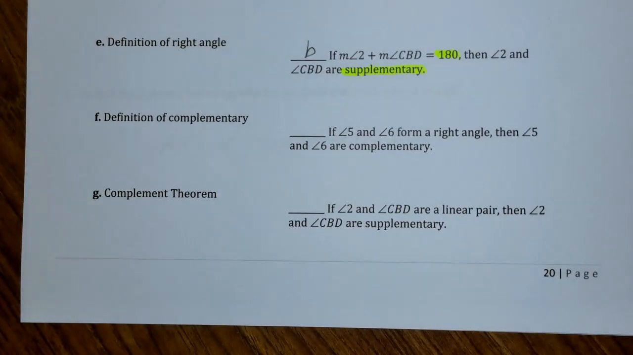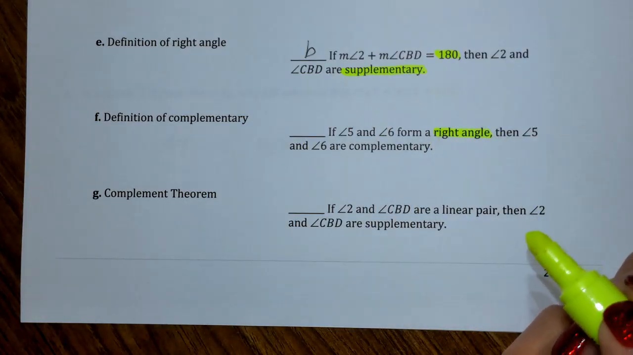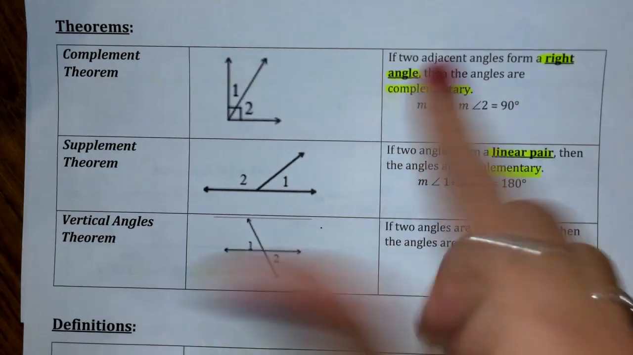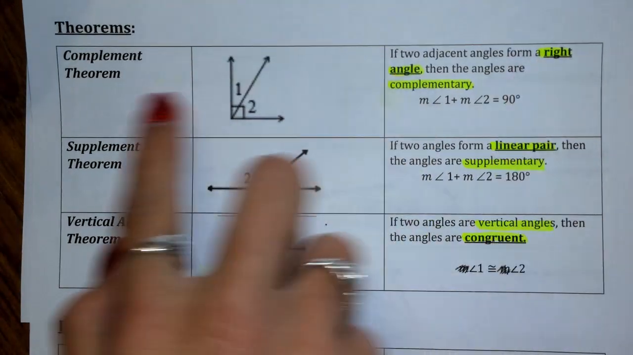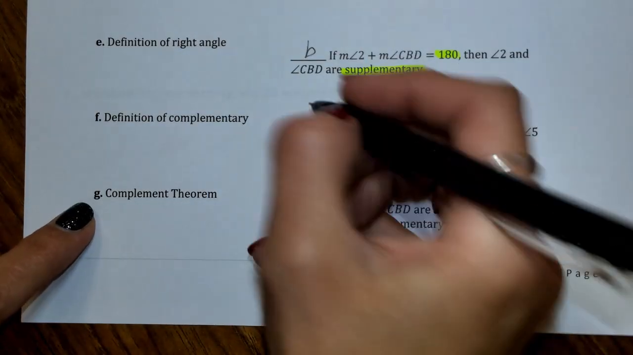Last two. We have two angles that form a right angle. So the two angles are complementary. So again, we have our two complementaries. Well, one, we just covered the definition, right? Complementary right angle theorem. And that one is letter G right here.